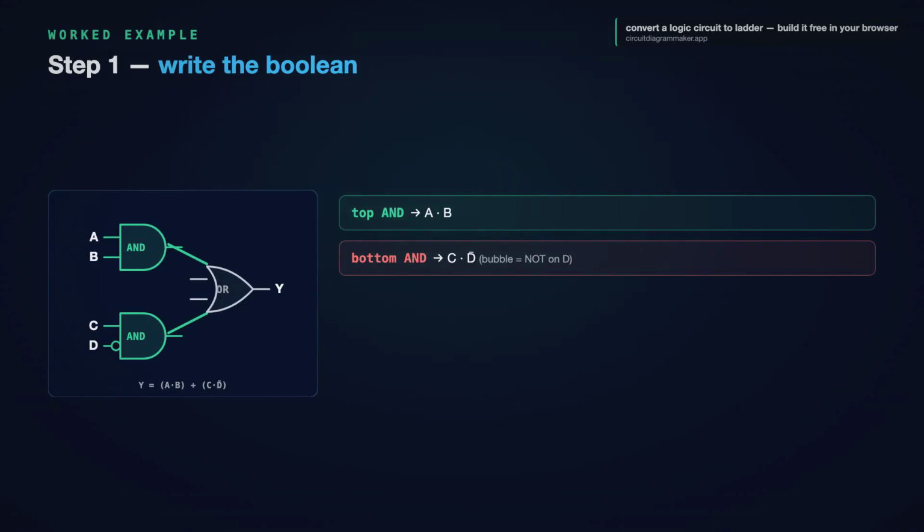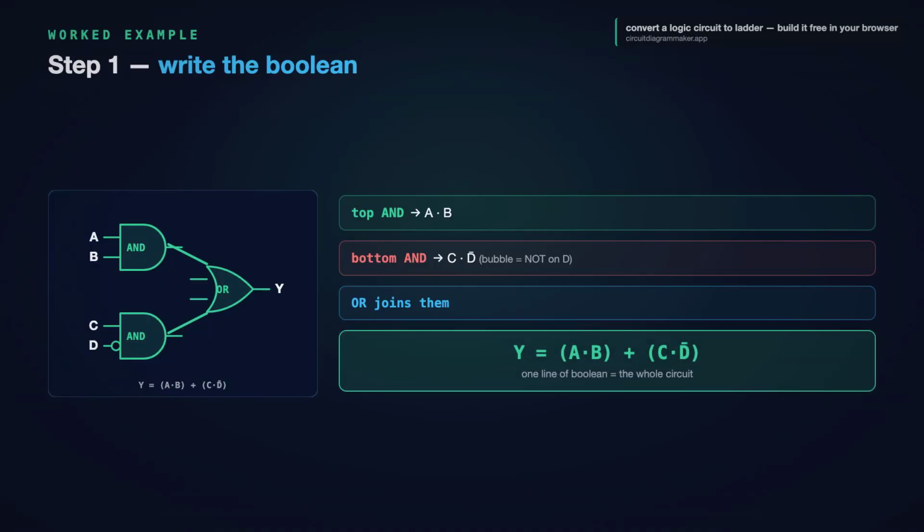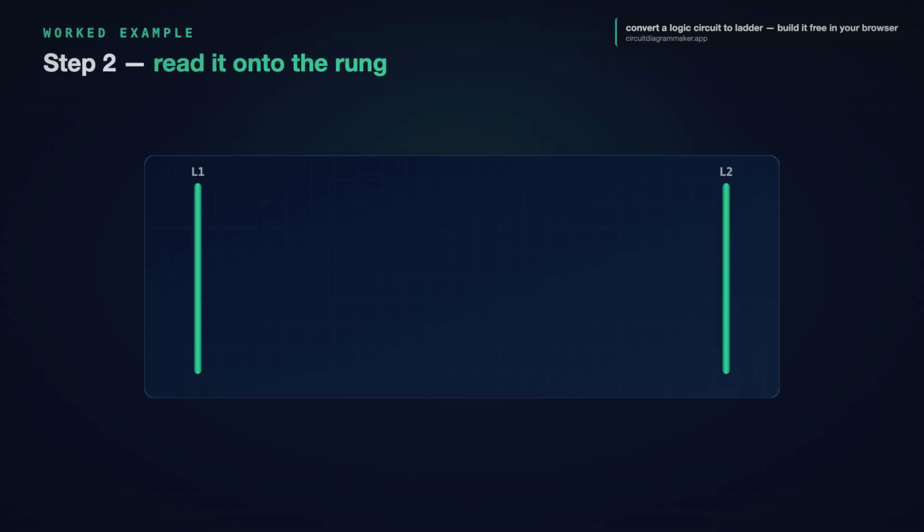The top gate gives us A AND B, A.B. The bottom gate gives us C AND NOT D, C.D bar. And the OR gate adds them together. So the whole circuit is Y equals open bracket A AND B, close bracket, OR open bracket C AND NOT D, close bracket. Y equals AB, or C NOT D. That one line of Boolean is the entire circuit.